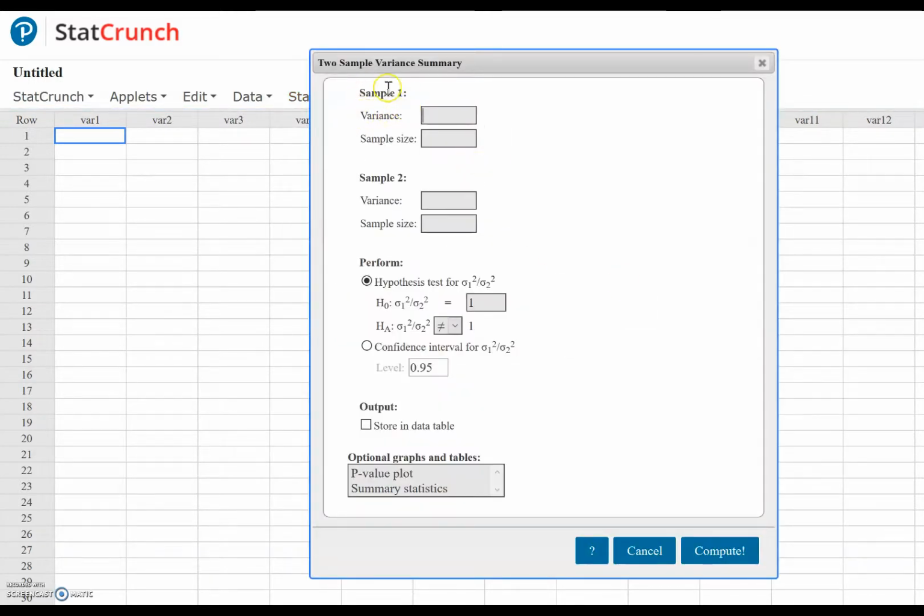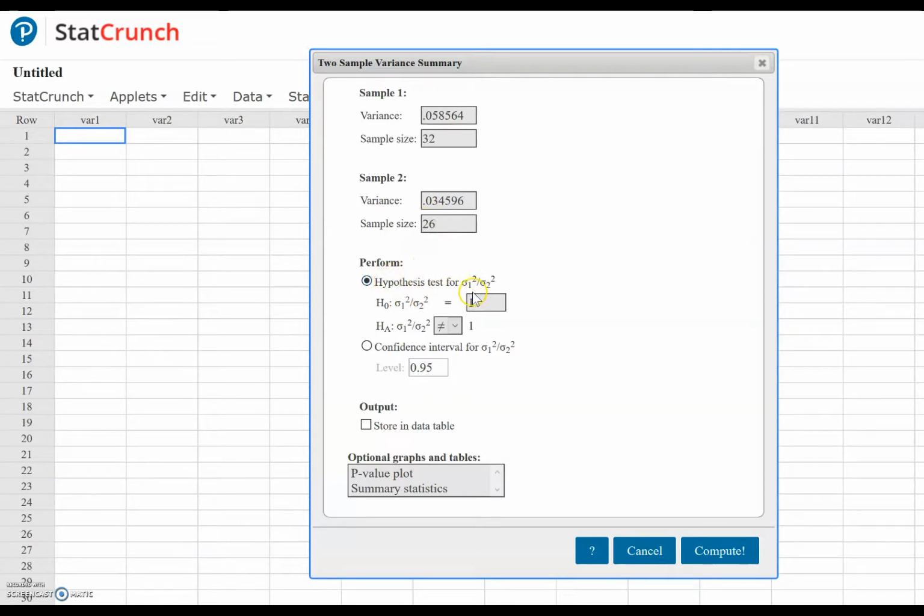Now, again, notice up here for my sample one, it's asking me for my variance. It's not asking me for my standard deviation. So make sure that you type in the variance for our first group, which we had already computed, and that was the 0.058564. Our sample size for that group, that was the 32. So those were our untreated trees. And then for sample 2, again, it's asking us for our variance, not our standard deviation. So we want to type in the variance we computed, 0.034596, and our sample size for that group was 26.